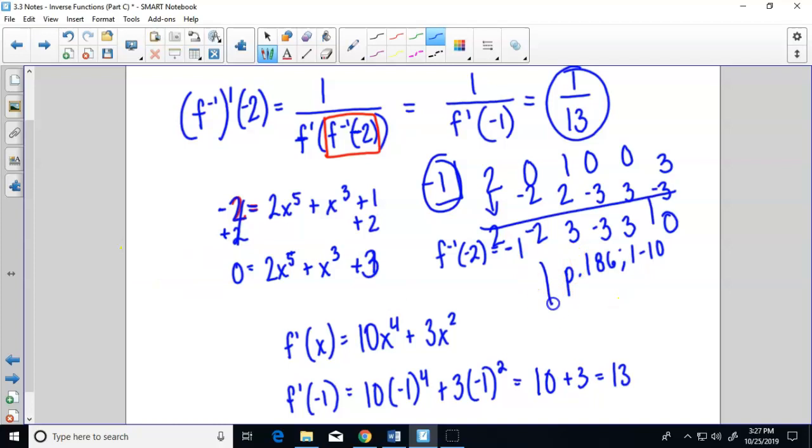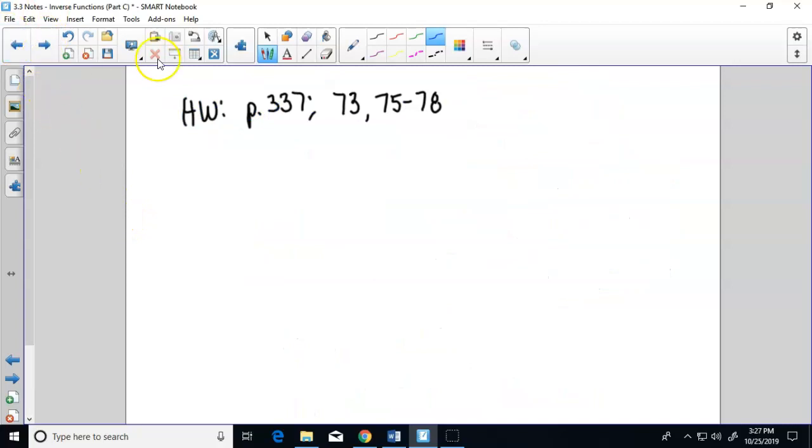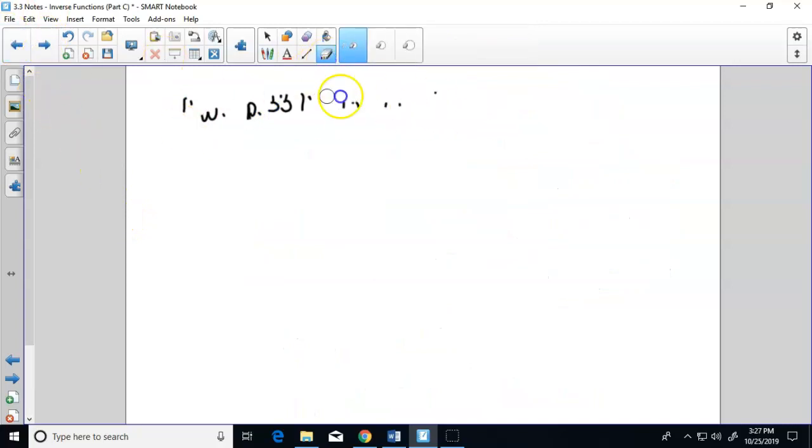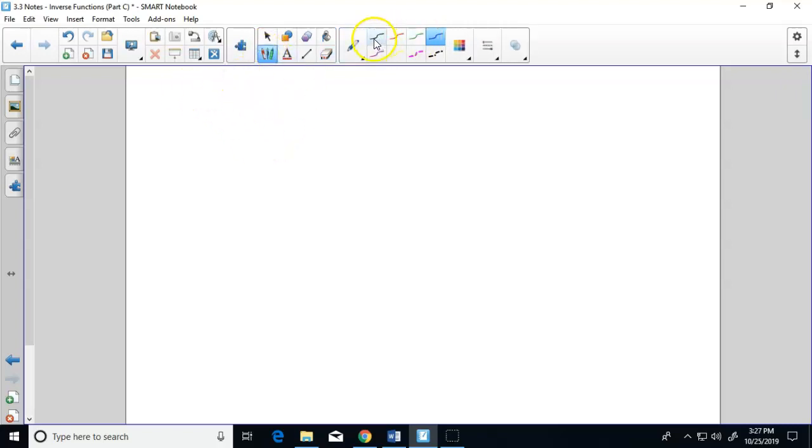The homework is going to be page 186, 1 through 10. I'm going to do one extra question from the homework in case you have some questions there. So let's do number 6, because it's probably going to be your hardest one.